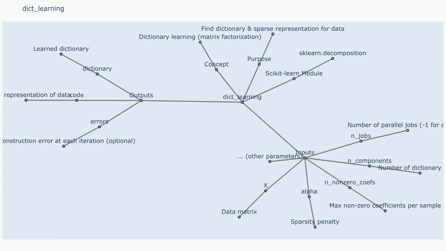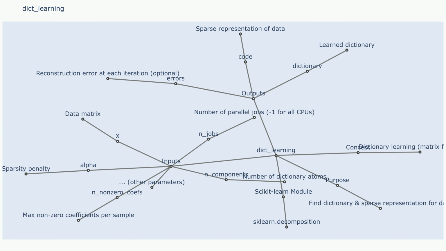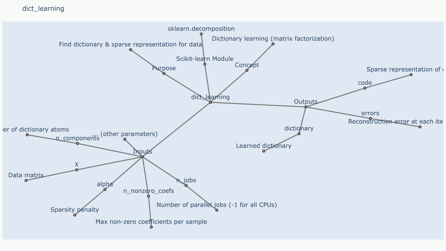5. Example usage. Python. from sklearn.decomposition import DictionaryLearning, from sklearn import datasets, import load_digits, import matplotlib.pyplot as plt. Load the digits dataset: digits = load_digits(), X = digits.data. Perform dictionary learning: n_components = 15, dictionary, code = DictionaryLearning(n_components). Reconstruct the data: reconstructed_data = dictionary, code. Visualize the dictionary.